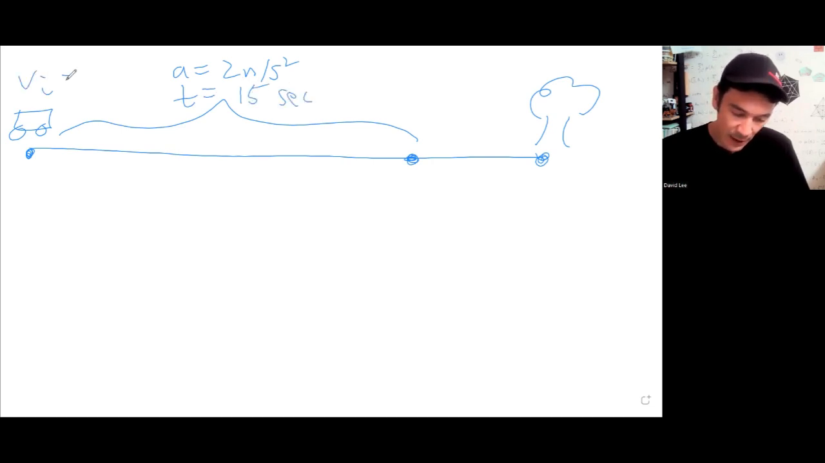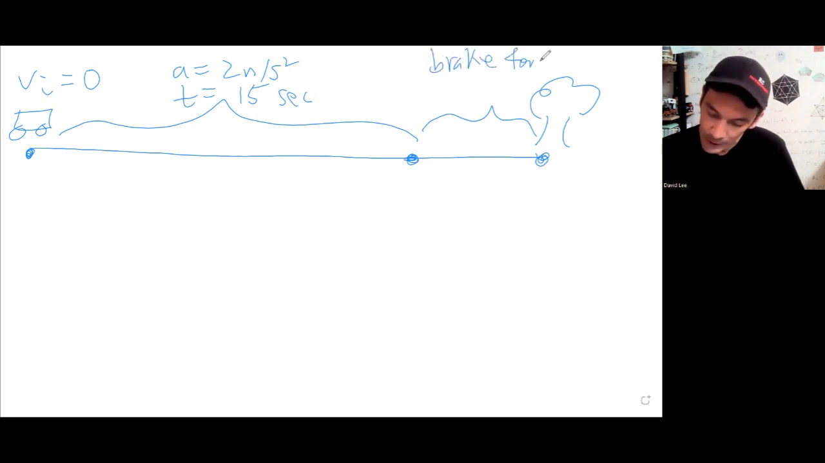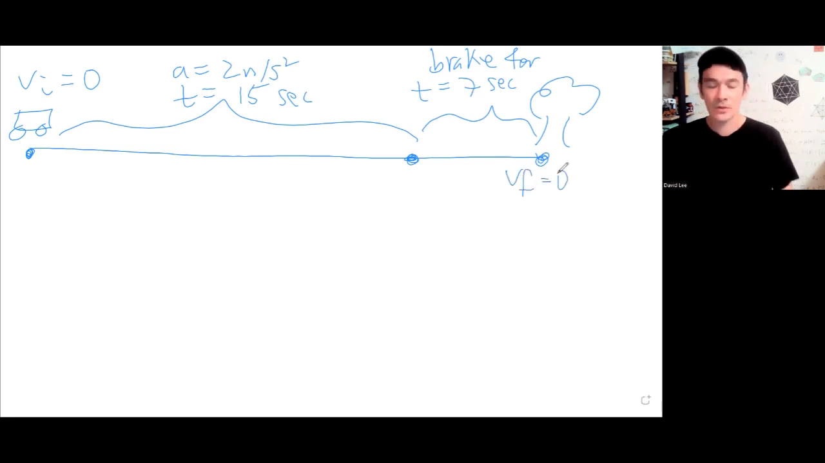And let's suppose your initial velocity was 0. The car was resting. You were at a stoplight. Who knows? It was stopped. You accelerate for 15 seconds with this constant acceleration, and then boom, you suddenly look ahead and there's a tree, and you're not trying to hit it. So naturally, you hit the brakes. And let's suppose that from here to there, you apply the brakes. So you brake for a total time of, let's say, 7 seconds, and then reach a final velocity of 0. Right? So you stop. The car comes to a complete stop.